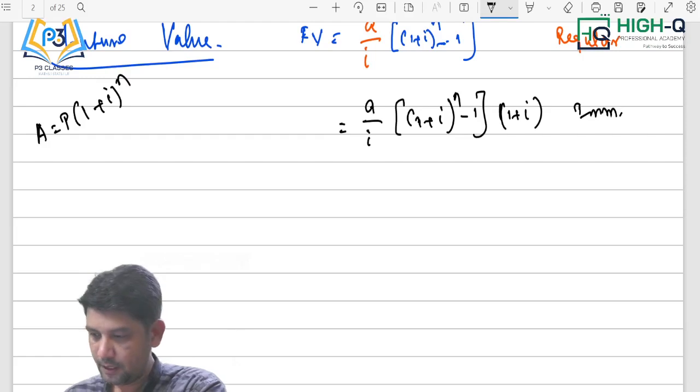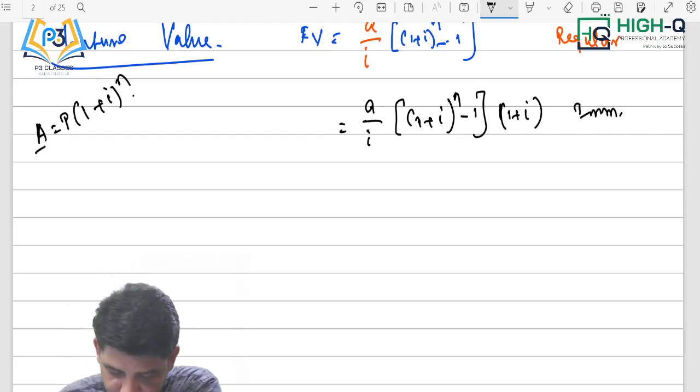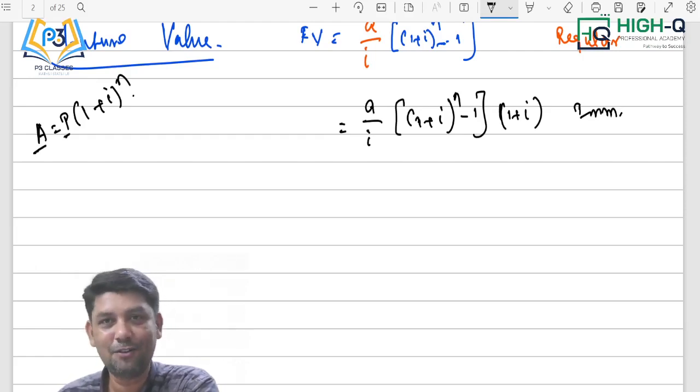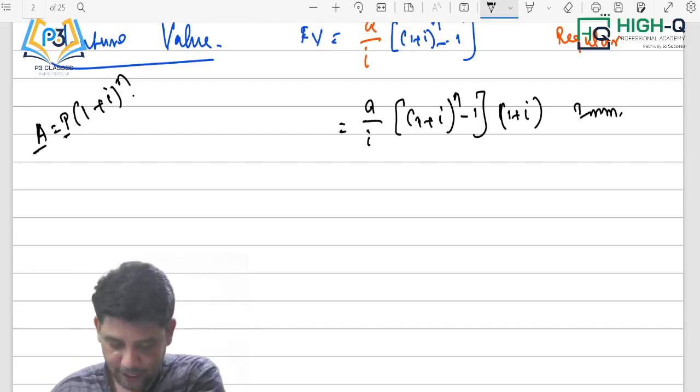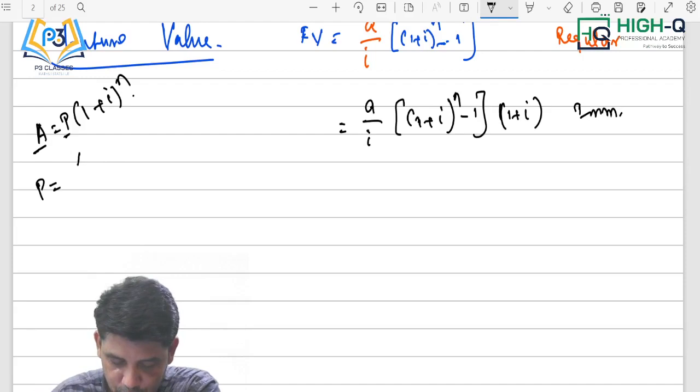Is that right, my dear? Fine. A = P(1 + i)^n. Here, amount is nothing but future value. P is nothing but present value, of course. So principal, sir. Principal is present value only, okay. So what is present value? Future value divided by (1 + i)^n.